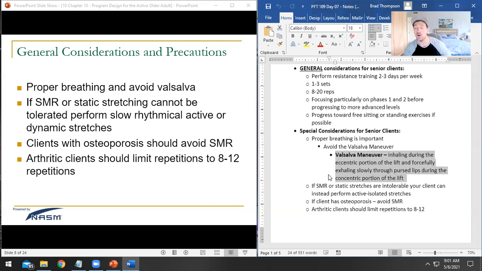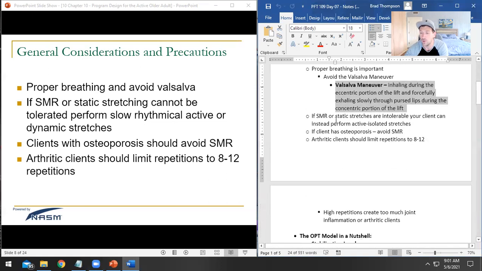So if we have a senior client who has atherosclerosis or arteriosclerosis, this is not going to be the technique for them. This is not going to be a very good choice. We definitely don't want to focus on something that is going to raise their blood pressure. So if that's the case, we want to be pretty gentle here, and we want to make sure they are breathing regularly.